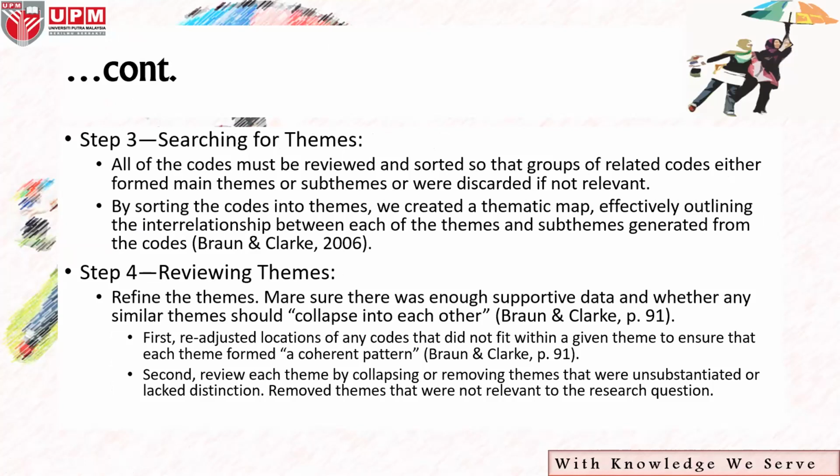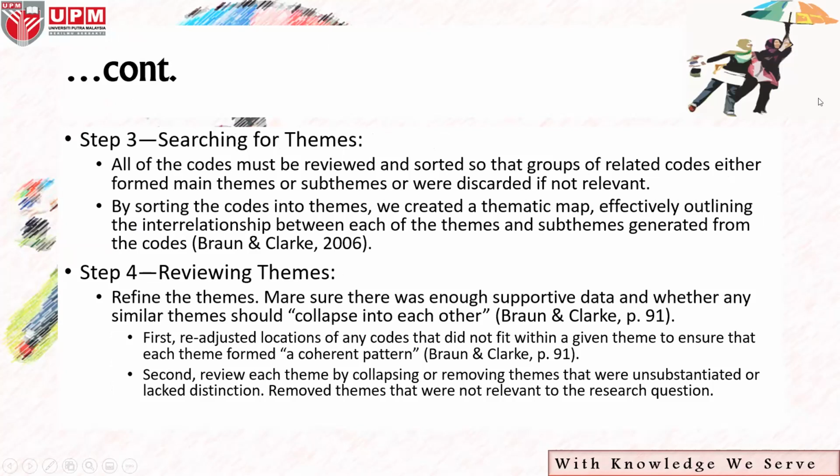Then next one, searching for themes. Tadi code and now themes. All of the codes must be reviewed and sorted so that groups of related codes either form main themes or sub-themes, or are discarded if not relevant. By sorting the codes into themes, we create a thematic map, effectively outlining the interrelationship between each of the themes and sub-themes generated from the codes.